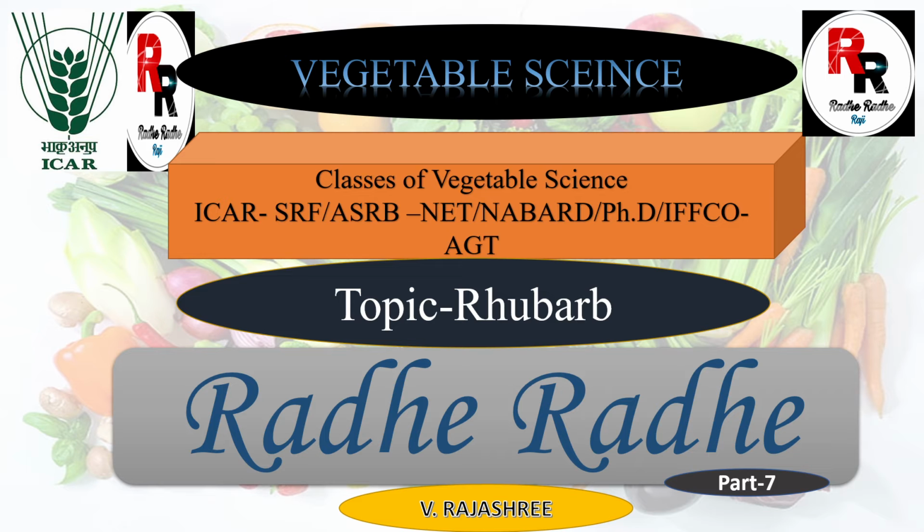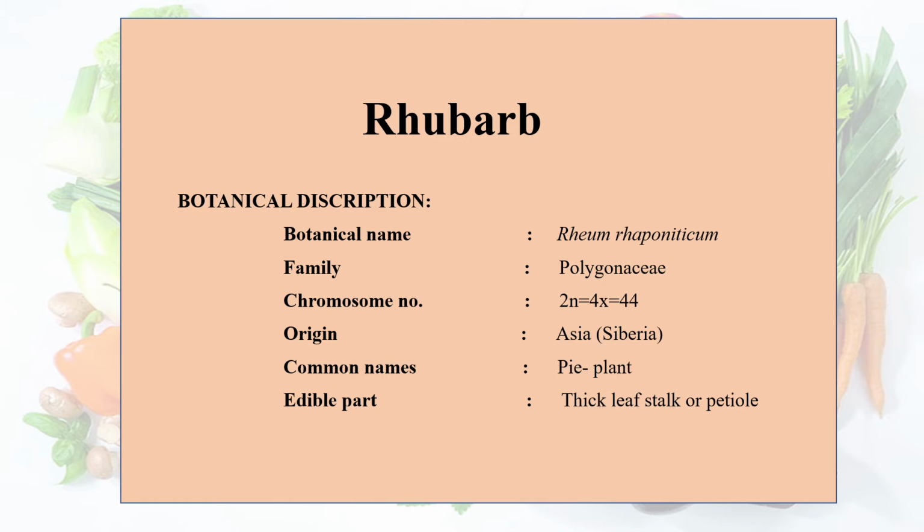And today our topic is rhubarb. What is rhubarb? Let's discuss. Rhubarb, botanical description. The botanical name of rhubarb is Rheum raffineticum. The family is Polygonaceae and the chromosome number 2n = 4x = 44. See here, majorly the species have the tetraploid chromosome, which is 4x = 44, but the Rheum raffineticum species contains diploid chromosome in nature, which is 2n = 22.